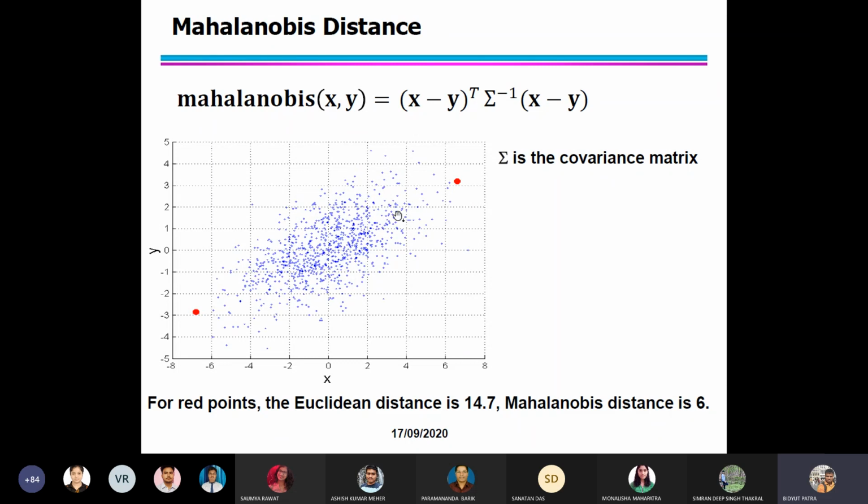How the other points are considered is that it first computes the covariance of the entire data set, and that is incorporated into this equation here. This stands for the transpose of the matrix, and this is the inverse of the covariance matrix. One example here: 2 reference points have a Euclidean distance of 14.7, but the Mahalanobis distance is 6. Now how to compute the Mahalanobis distance, in the next slide, very quickly I'll tell. So here we go.